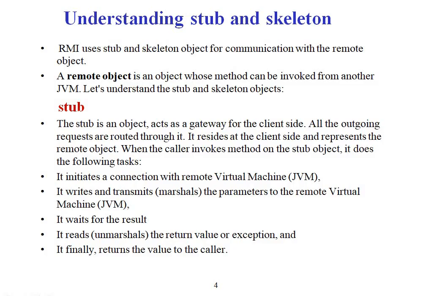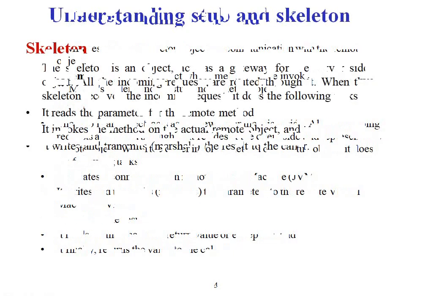When the caller invokes a method on the stub object, it does the following tasks. It initiates the connection with the remote virtual machine. It writes and transmits the parameters to the remote virtual machine. It waits for the results. It reads and unmarshals the return value or exception, and finally returns the value to the caller.